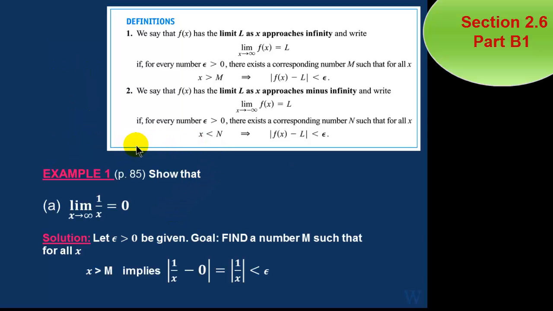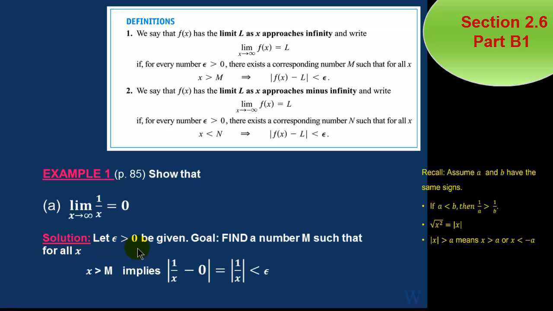This is just showing you the definition of limits at infinity. I'm taking this example on page 185, and we want to show that the limit of 1 over x as x approaches infinity is equal to 0. Graphically, we've already seen that our choice of M is equal to 1 over epsilon. Here we work through the solution by letting epsilon greater than 0 be given. What is our goal? We want to find a number M such that for all x greater than M, it implies that the absolute value of the difference between f of x and its limit, where our f of x is 1 over x minus the limit L equal to 0, which is just the absolute value of 1 over x, is less than epsilon.